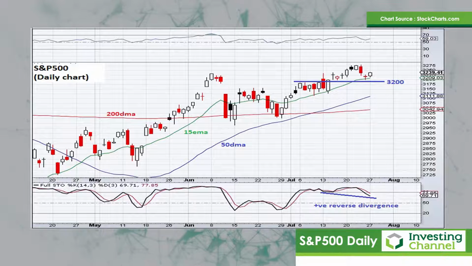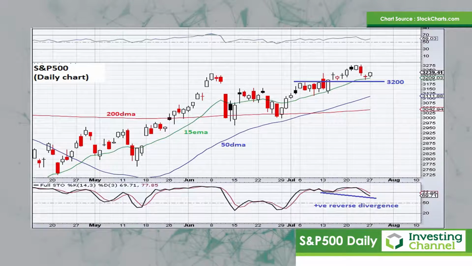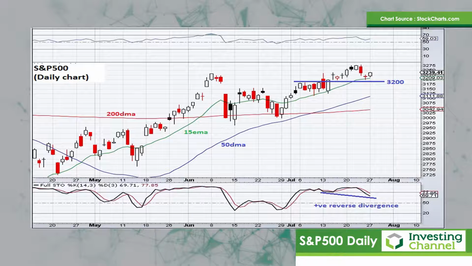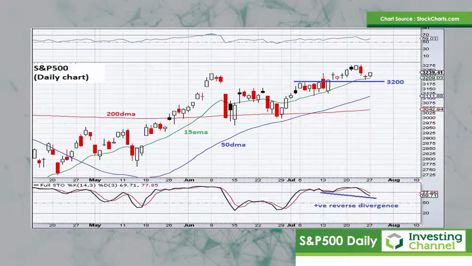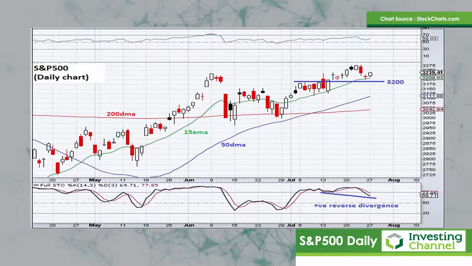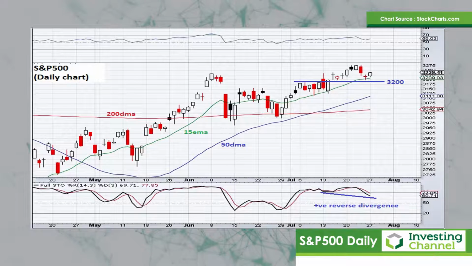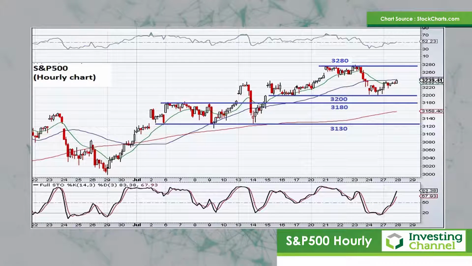Also notice on this chart that your stochastic oscillator is forming positive reverse divergence, and that is what happens when the stochastic oscillator makes a lower low, and yet the price continues to move higher and the price makes a higher low. And that's a bullish setup in a rising trend, and it typically does indicate further upside still to come.